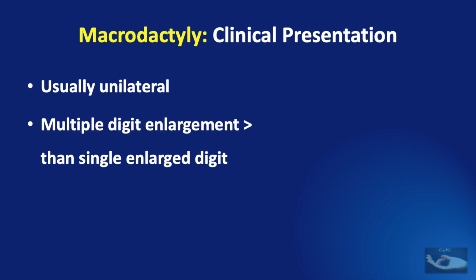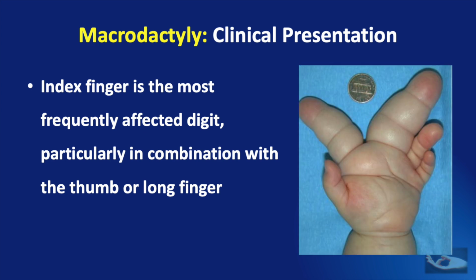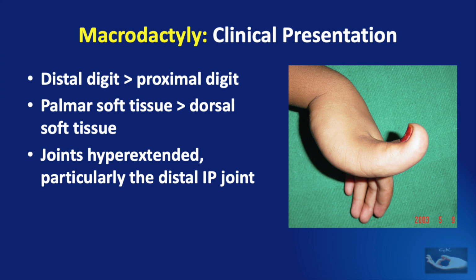The clinical presentation of macrodactyly is usually unilateral, and in the unilateral presentation, multiple digit enlargement is much more common than single enlarged digit. The index finger is the most frequently affected digit, particularly in combination either with the thumb or the middle finger. The distal portion of the digit is more commonly affected than the proximal portion, and the palmar soft tissues are more commonly affected than the dorsal soft tissues. The joints get hyperextended, particularly the distal interphalangeal joint.